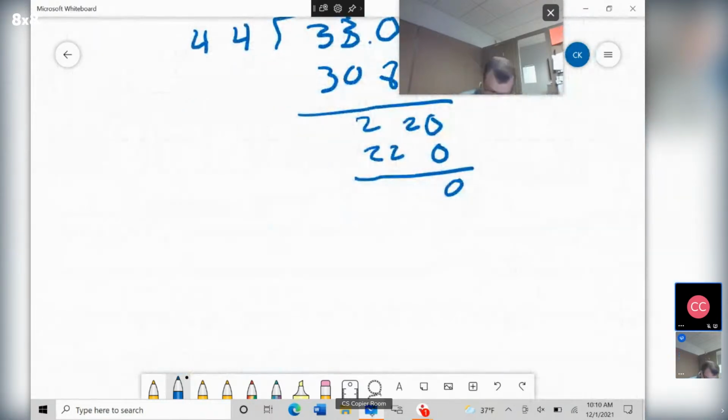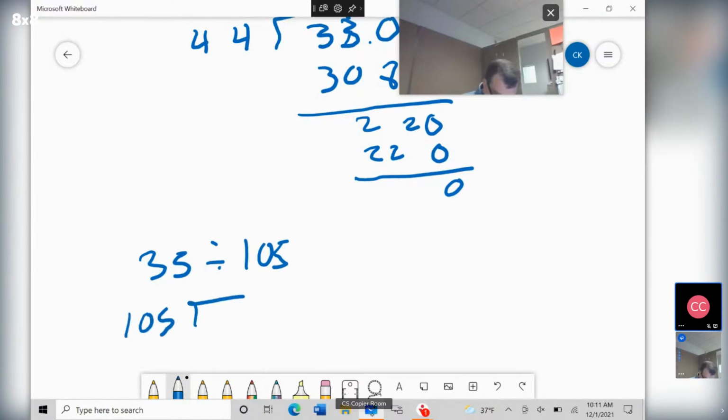If we got 35 divided by 105, the second number is going to be on the outside, and the first one is on the inside. So it's divided by the second number. That's the number we're dividing into the first number. That second number always goes on the inside of that little division thing.